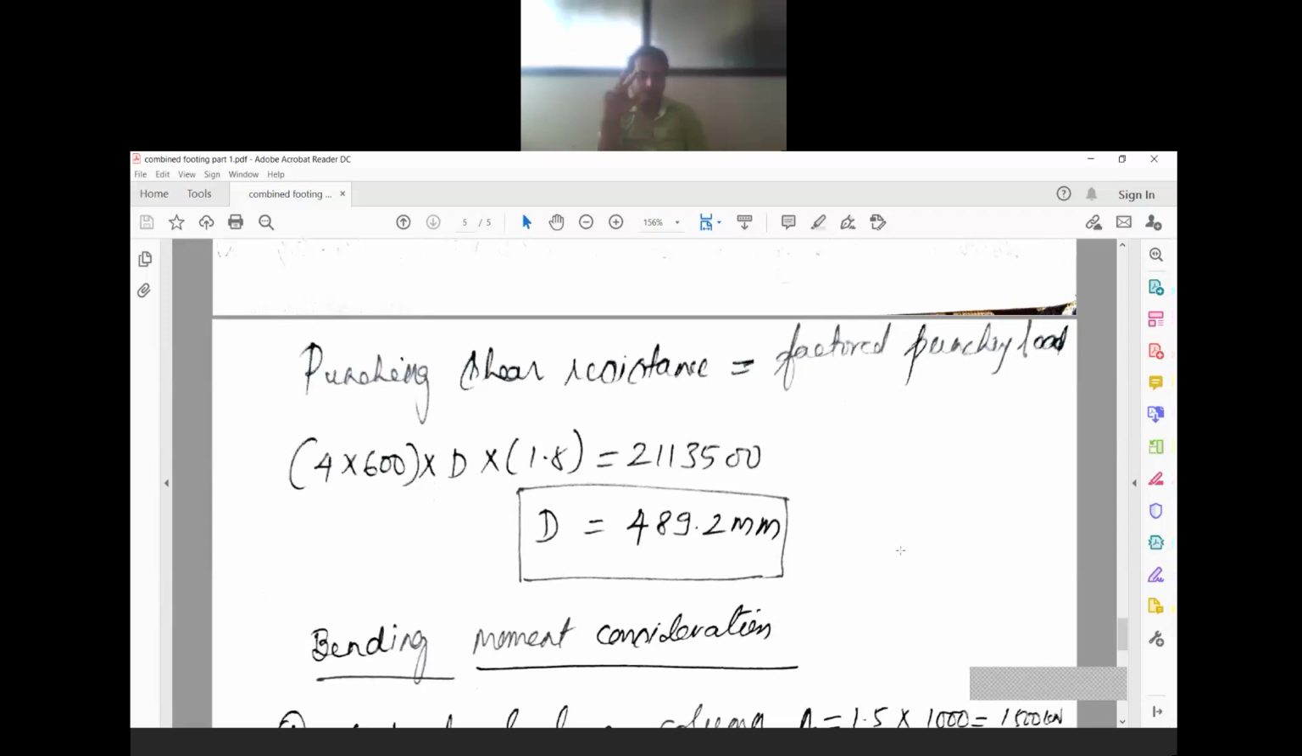DM means it is due to maximum bending moment, which is equal to the maximum, for which we have to do the bending moment. We have to calculate the bending moment diagram.